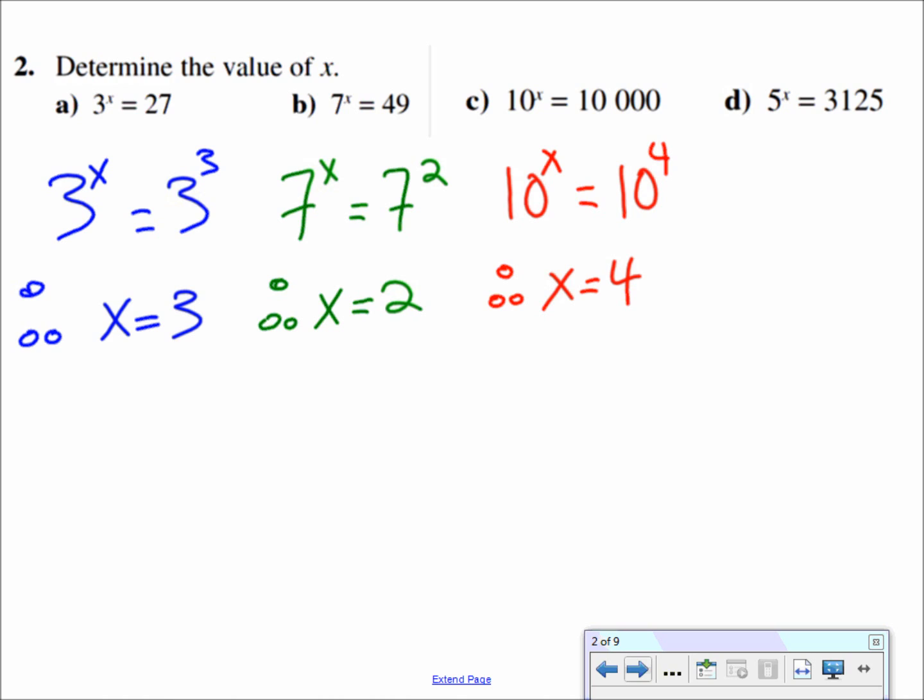Okay, and last one, I'm not going to make 5 any smaller, and I'm going to say 5 to the exponent what gives me 3,125. 5 to the exponent 5 does. Therefore, x is equal to 5. Again, sometimes in the exponents, you're going to have multiple variables or multiple terms that you'll have to solve.